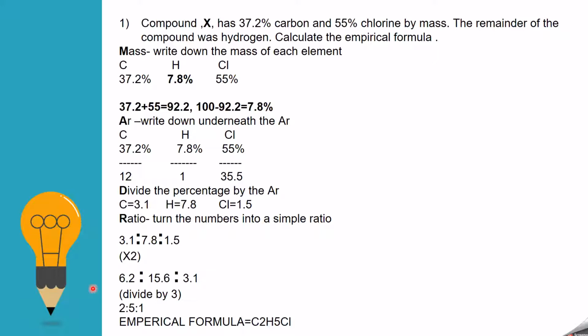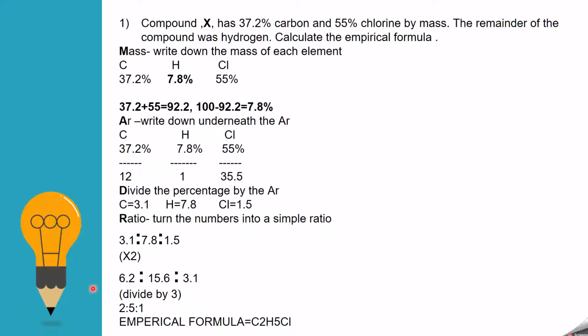So we have carbon, which was given in the question, 37.2. Chlorine, which was also given in the question, which was 55%, and what was the remaining element? Hydrogen. Now, how do we work out the percentage mass for hydrogen? Simple calculation again. So we do 37.2 plus 55, which equals 92.2%, and since we're dealing with percentages, we know to do 100 minus 92.2 to give us 7.8%, which is what the mass for hydrogen is.